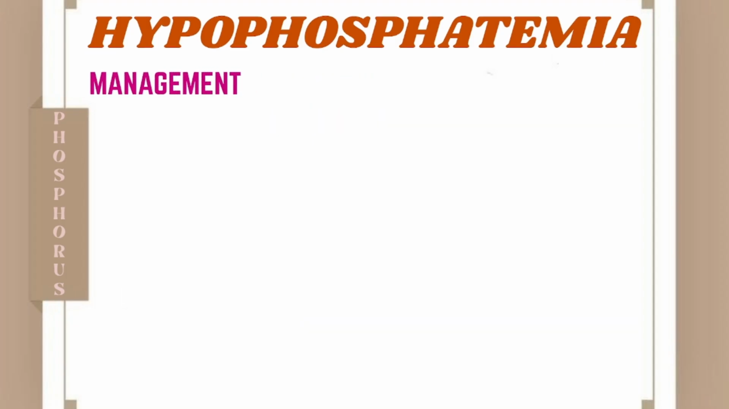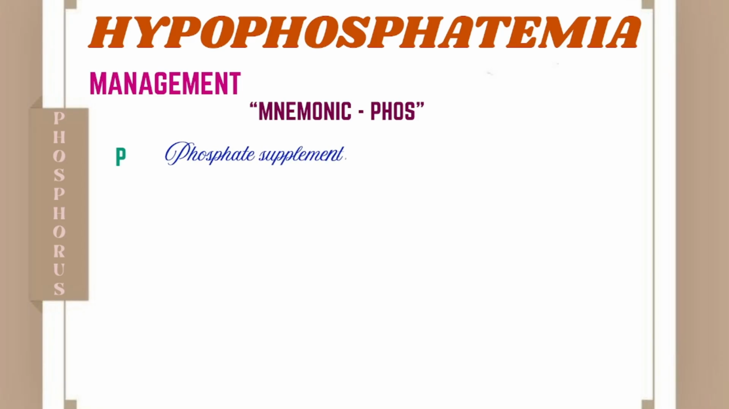Management for hypophosphatemia. If this is a condition, hypophosphatemia means there is less phosphorus in the body. So for management, we need to give more phosphorus. So the mnemonic for management is PHOS, where P stands for phosphate supplements. We have to encourage or we have to promote the consumption of phosphate. For that, we can give phosphate supplements also.